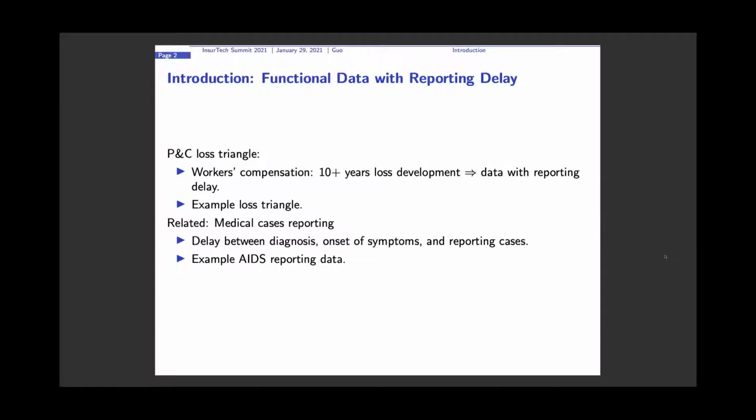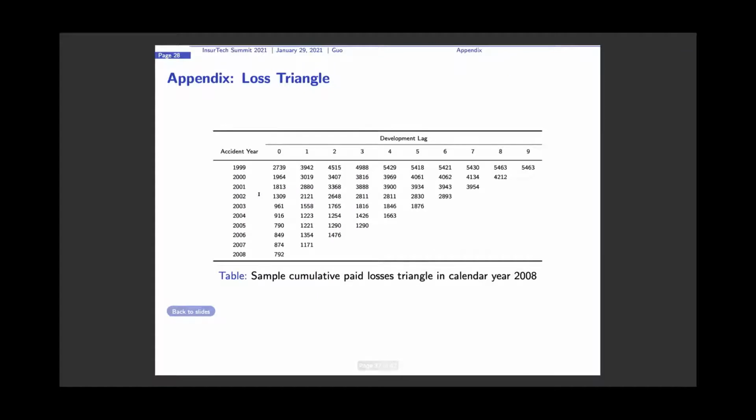I'm also dealing with P&C loss triangles. As we all know, liability lines, like workers' compensation, have 10+ years of loss development, and that results in data with reporting delay. So our main interest is in any functional data with reporting delay. As Ron and Mark have shown you, I'm going to show you one example loss triangle here.